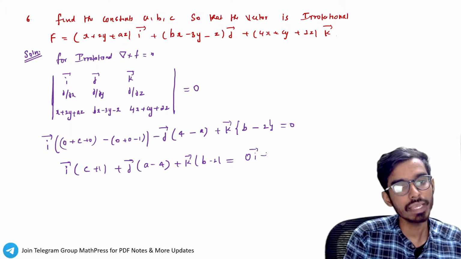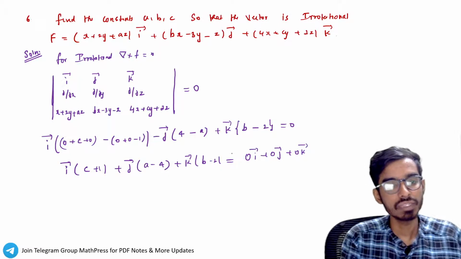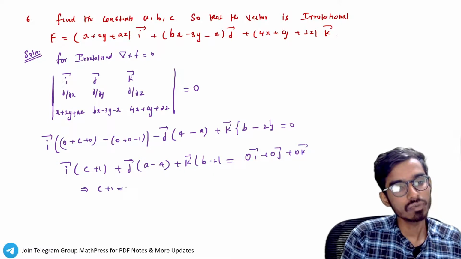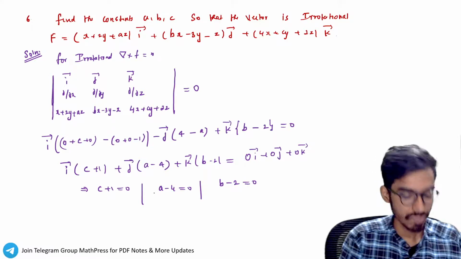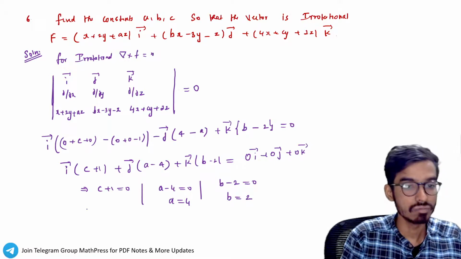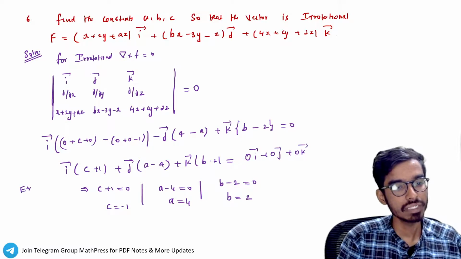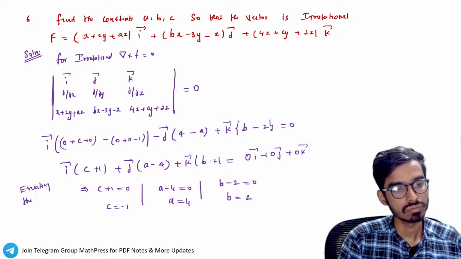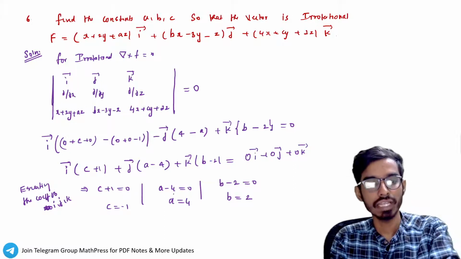So 0 means it is 0i plus 0j plus 0k, because we know that the output is a vector point function. So 0 vector is 0i plus 0j plus 0k. So just equate this. So c plus 1 is 0, a minus 4 is 0, b minus 2 is 0. So a is 4, b is 2, c is minus 1. Right, so this is the value of a, b, c. So I'm just equating the coefficients of i, j, k. Right, so c is minus 1, a is 4, b is 2.